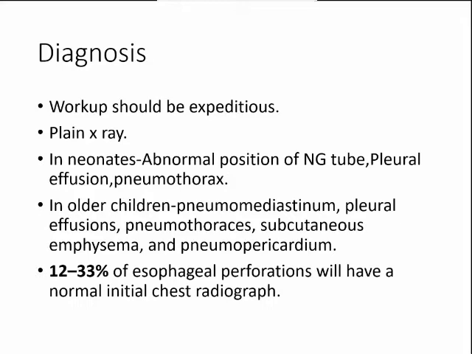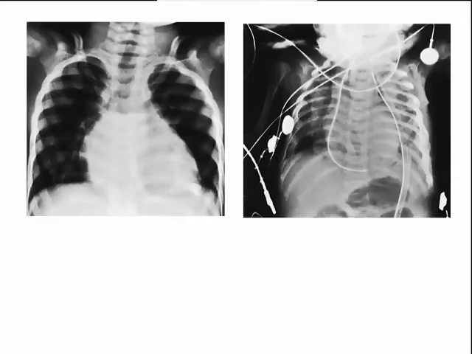Diagnosis part, the workup should be expeditious because early diagnosis and management determines the prognosis of the patient, and also the type of therapy which we can provide to the patient. So always first you start off with a plain X-ray chest and neck. In neonates, it might be shown by an abnormal position of the NG tube or a pleural effusion or even a pneumothorax. So this is one X-ray which is showing an abnormal position of the NG tube into the pleural cavity. It is not in the esophagus; it has gone outside.